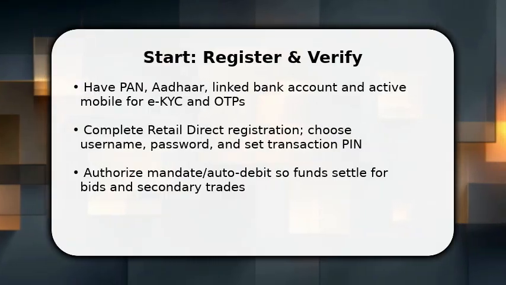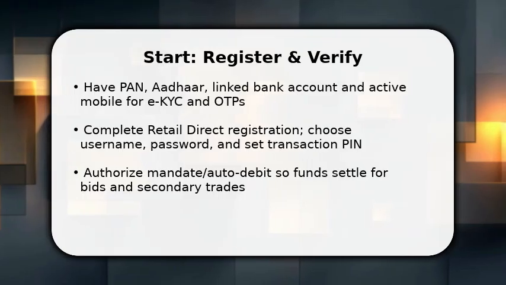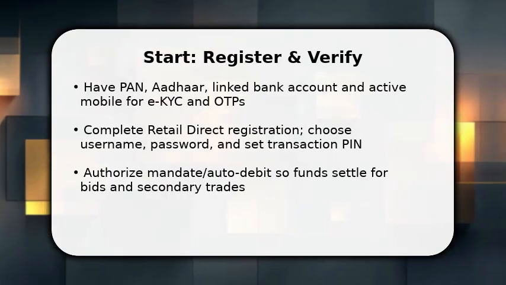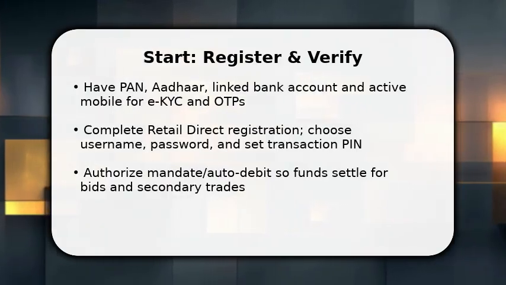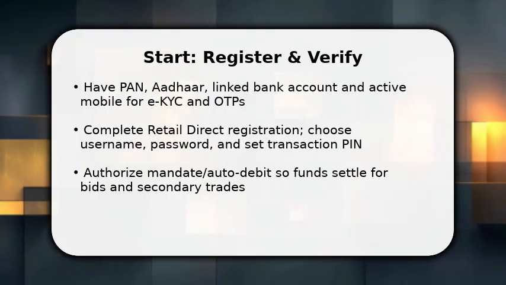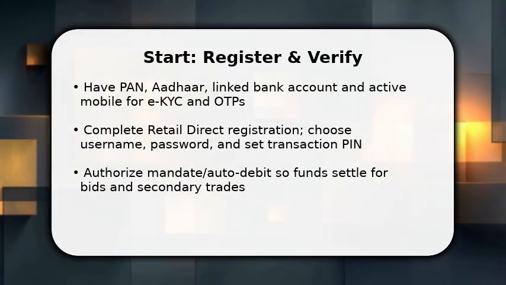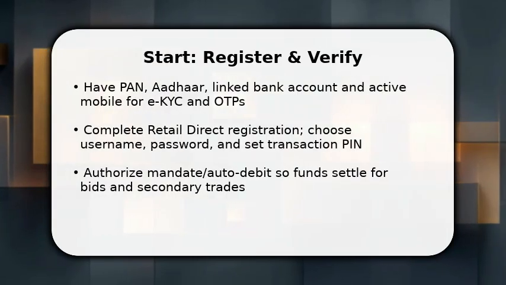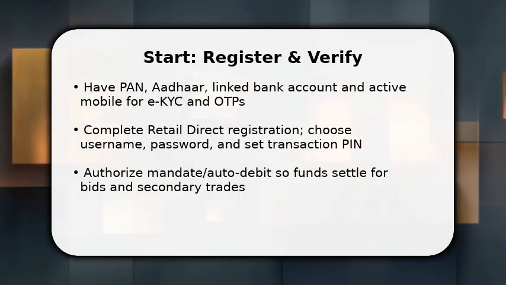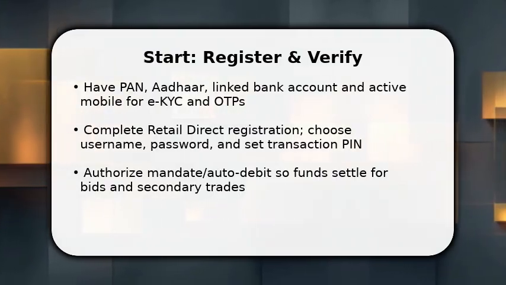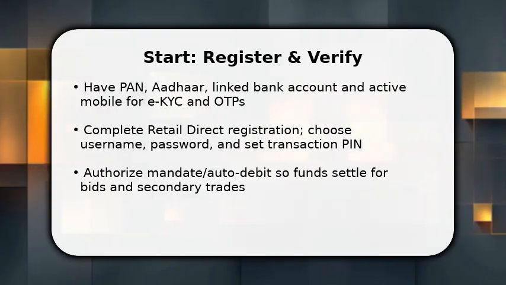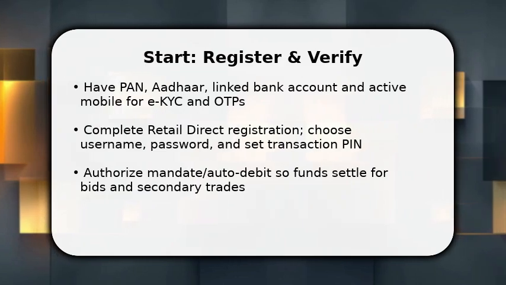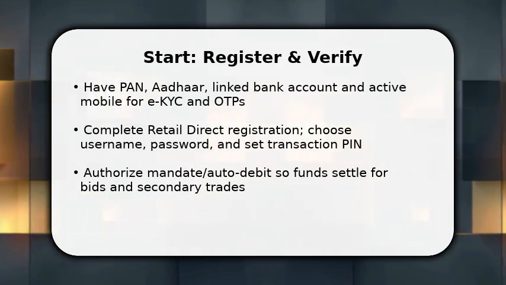You begin by registering for an RBI Retail Direct account and finishing eKYC right away so you can trade without delays. Link your PAN, Aadhaar, and the bank account you will debit. This ties settlement and tax records correctly. Once done, set a secure username, password, and transaction PIN. Make sure to authorize the debit mandate so bids can be funded automatically. This initial verification matters, because without a validated account and mandate, you cannot participate in auctions or secondary market trades.